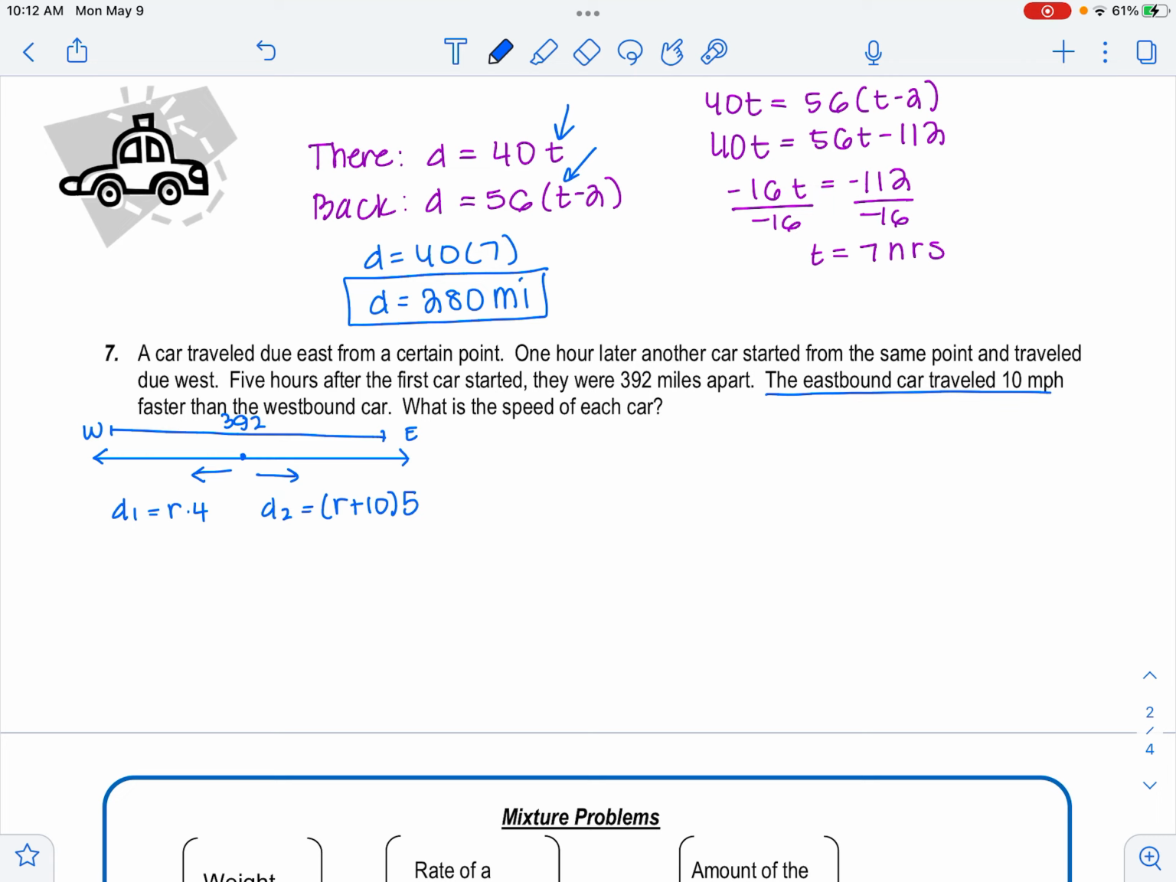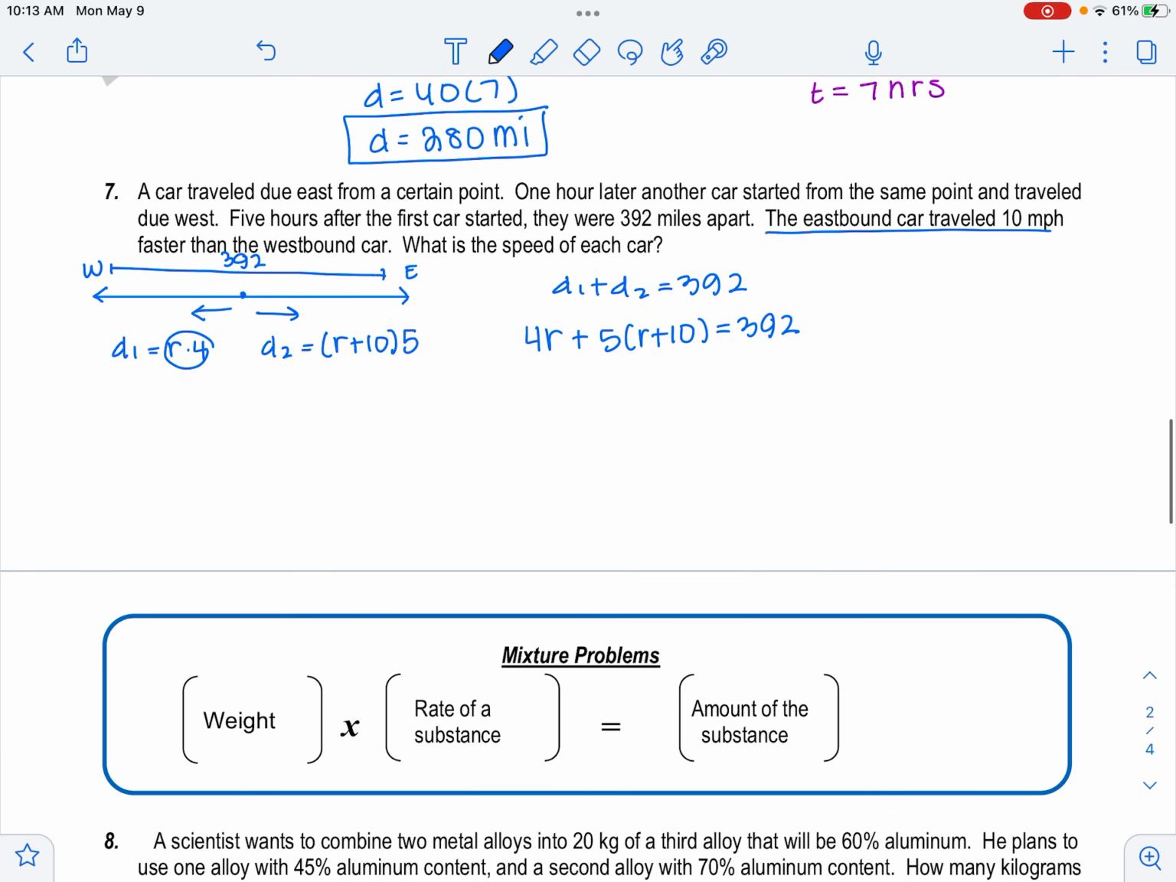All right, so once again, I don't know these two distances, but what I do know is that my two distances add to 392. So now I'm going to do substitution, and I'm going to say 4r plus 5 times (r plus 10) is equal to 392. What you should notice I did there is I wrote this as 4r, and then I wrote the 5 in front of this so that I don't mess it up later.